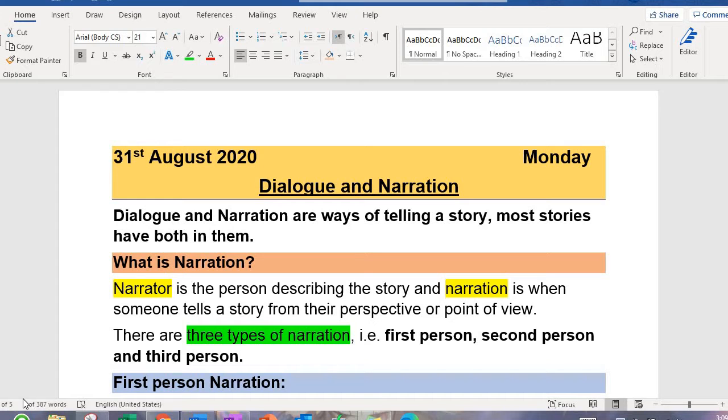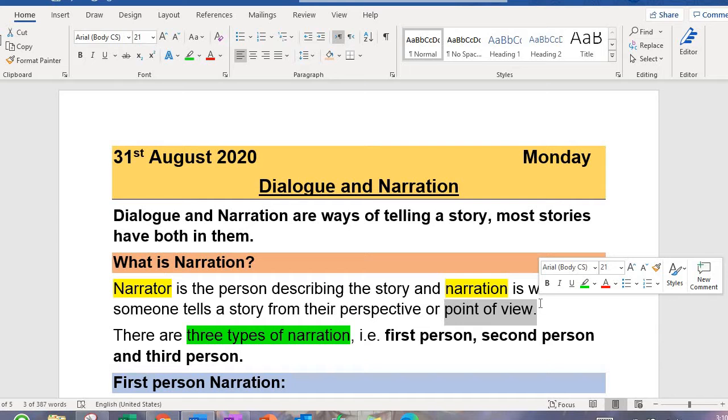You probably have heard of the word narrator, and sometimes you narrate during your class assemblies as well. So narrator is the person who describes the story, and narration is the act, it's the verb, when someone tells a story from their perspective or point of view. Now pay attention to the words point of view or perspective. It is when someone is telling you a story or when someone is speaking from their own experience.